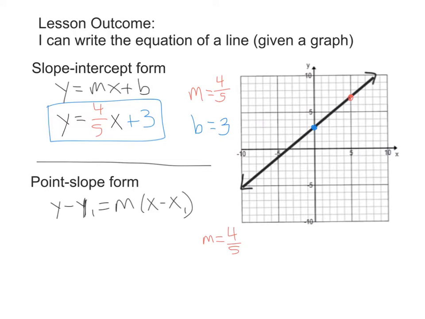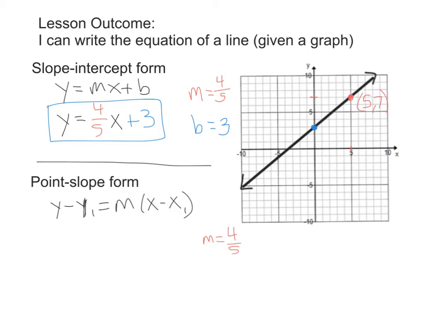A point on the line, again, can be any point that we see. So I'm going to use the point right here, the red one that I plotted earlier, and that point, if we name it, is 5, and then up to right here, 7. So that point is (5, 7).